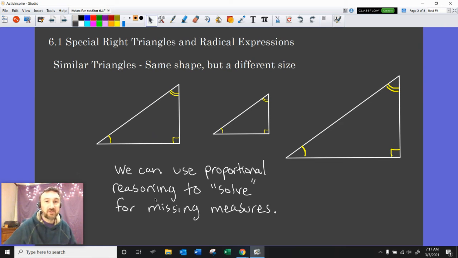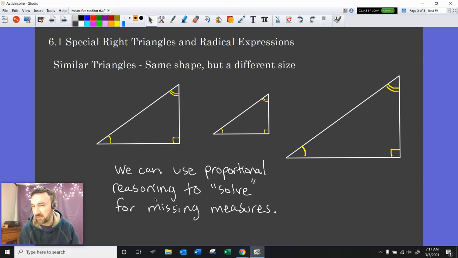When we are talking about special right triangles, what we're really talking about is similar triangles. Special right triangles are just triangles that we can use some basic geometry to figure out missing side lengths. A broader study of that is trigonometry, where we can use proportional reasoning to find missing side lengths. You don't need to add these pictures to your notes, but I wanted to call your attention to this. We can use this idea of proportional reasoning to find missing side lengths on triangles.